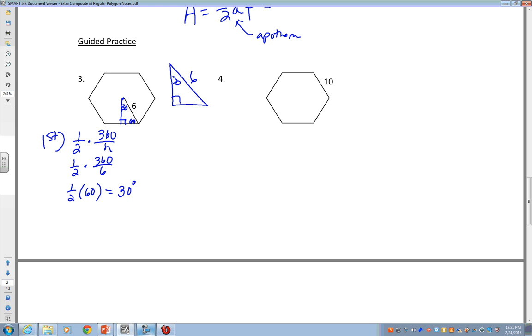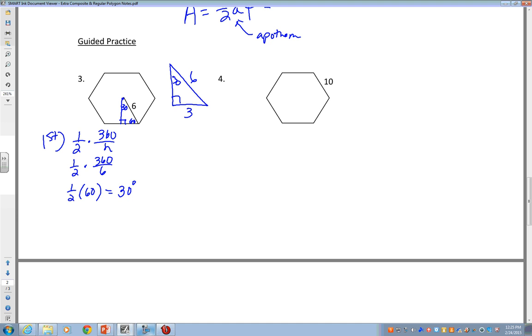3, you're right. Which one is 3? The bottom. The short leg is 3. You just divide by 2. Yes, so the long leg would be 3 times that. 3 times radical 3. It's 30, 60, 90. Yes.